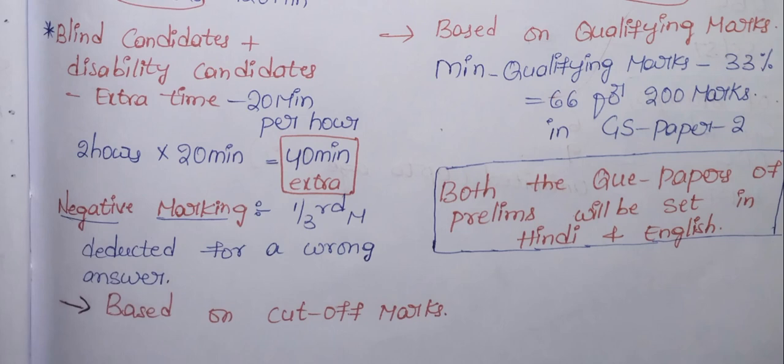Next, coming to negative marking, 1/3 mark will be deducted for a wrong answer. If any wrong answer is attempted, 1/3 mark will be deducted. GS paper 1 is based on cutoff marks, and the cutoff marks will be announced by the UPSC board.